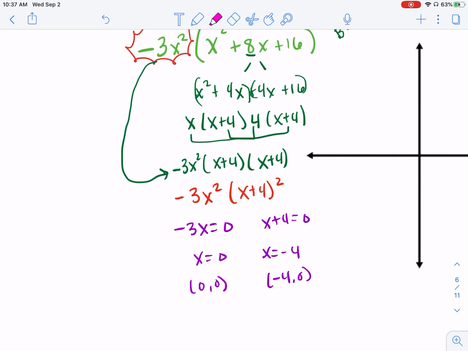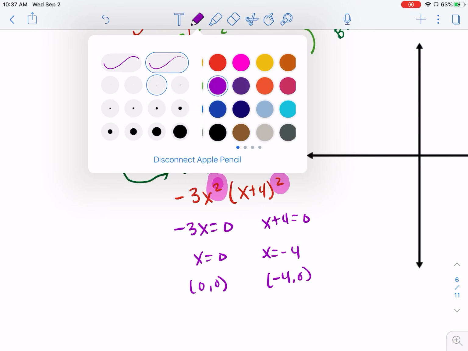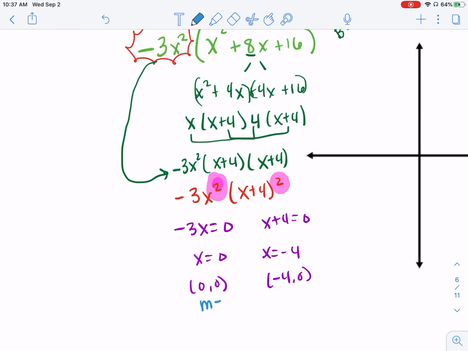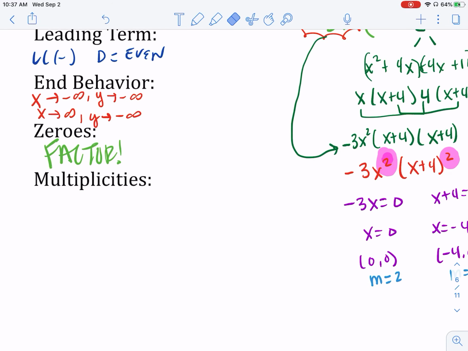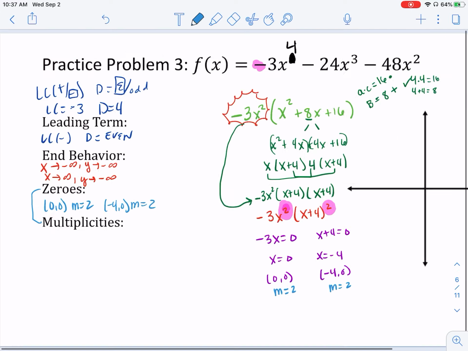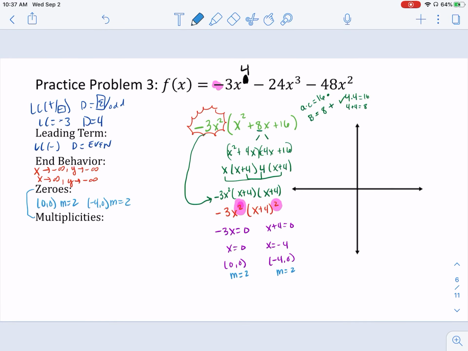The very last thing to do is now worry about that exponent because we know those exponents are actually those multiplicities. So here, my multiplicity of 2, here, my multiplicity of 2. So I'm going to bring that information over here. We did factoring to get there, so I have a 0, 0 with an m of 2, and negative 4, 0 with an m of 2. So I put the zeros and the multiplicities together. Once you have found all this information, you are ready to start graphing. I'm going to erase this factoring work so that we have room to graph.